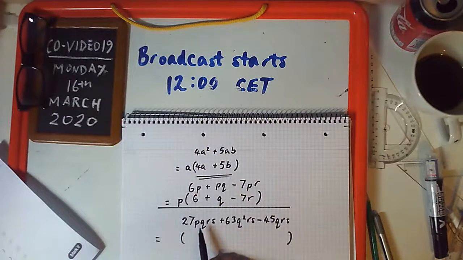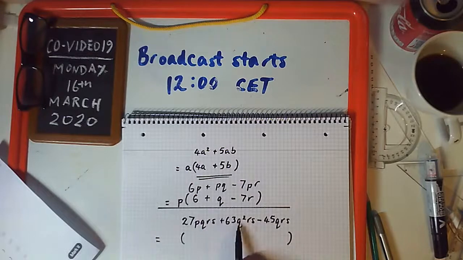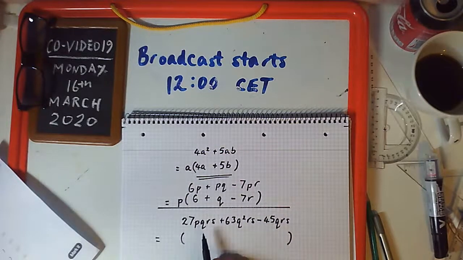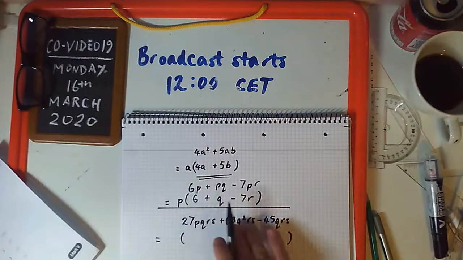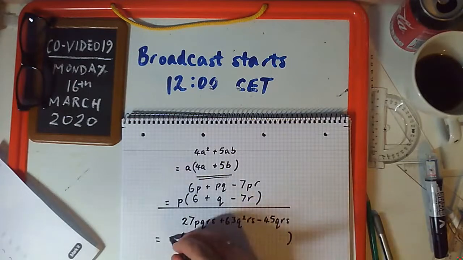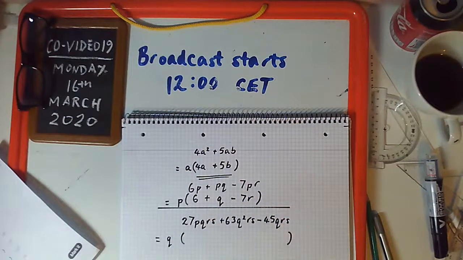So they've all got a P in them. Well, no, they haven't. That one's got a P in it. That one hasn't got any P's in it. That one hasn't got any P's in it. So I can't take any P's outside the brackets. This one's got a Q. This one's got a Q squared. This one's got a Q. So they can all be divided by Q. So I can take a Q outside of the brackets.